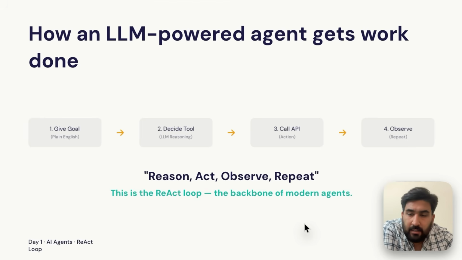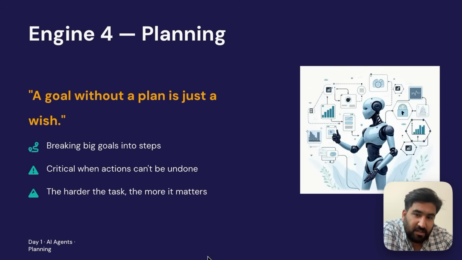Okay, if you just check this slide, it is pretty simple how LLM-powered agents work. You give a goal, LLM reasoning comes in, then action, and then observation. Okay, that's a ReAct loop, the backbone of modern agents.